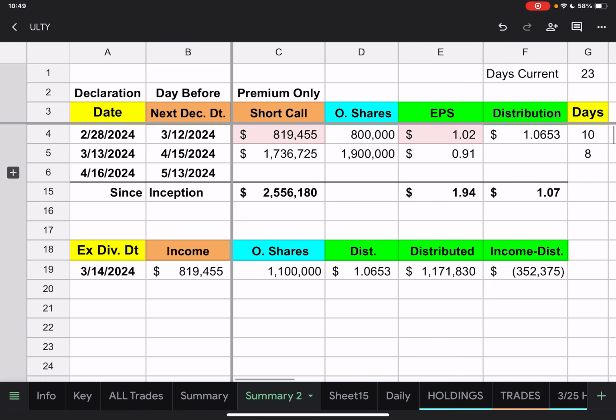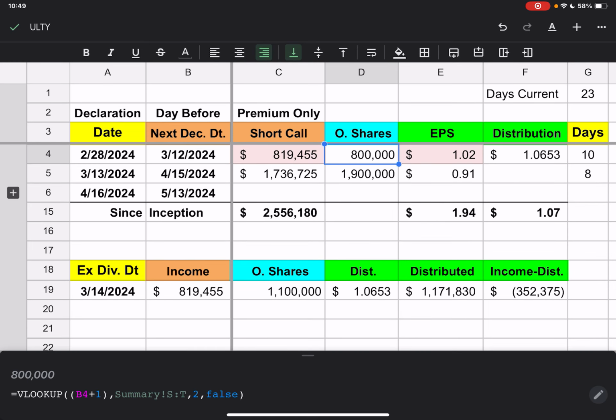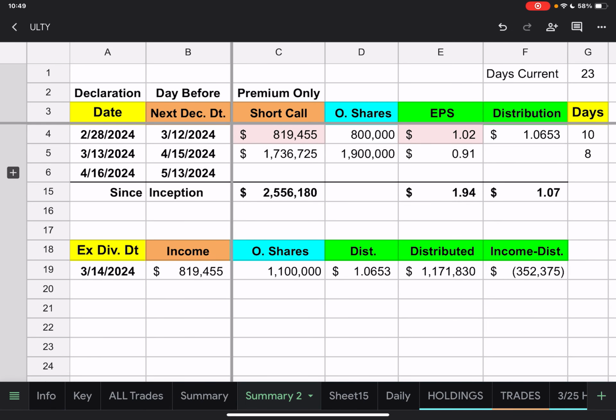And then the outstanding shares. I want to make sure. The outstanding shares at the end of day the day before declaration, or I guess the easier way to put it is the morning of declaration day, would have been 800 shares. Therefore, the earnings per share or distribution estimate would be $1.02. Of course, then we have the distribution was actually $1.06, and that was for 10 days.